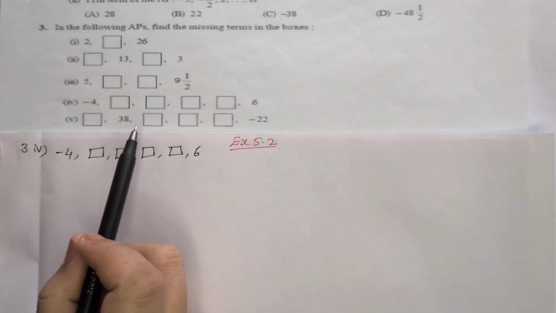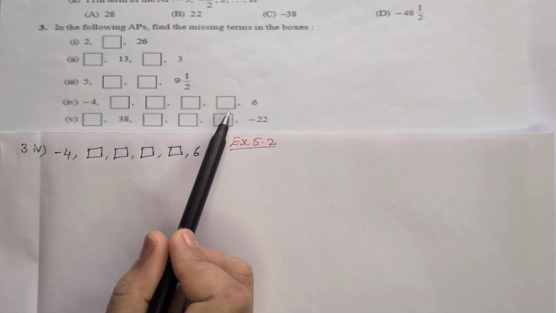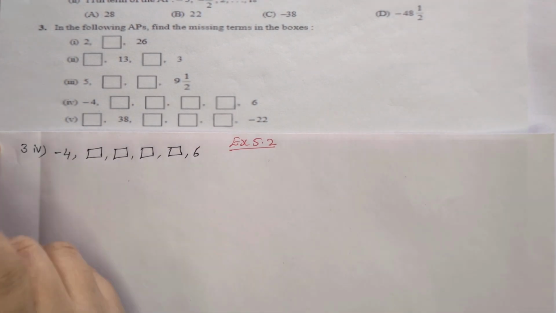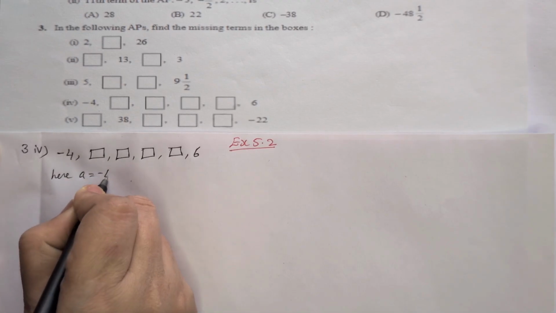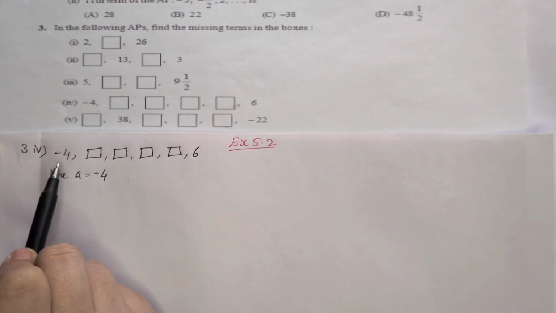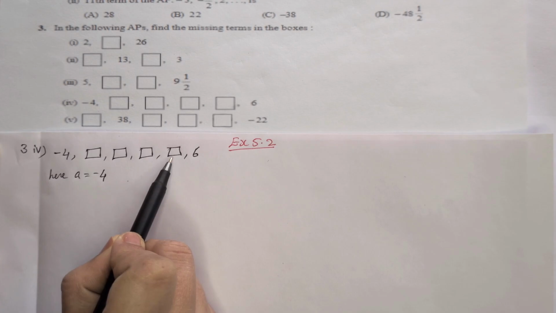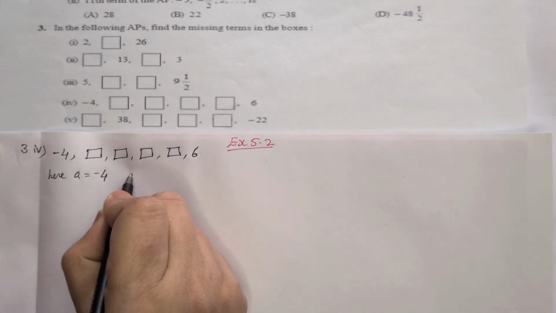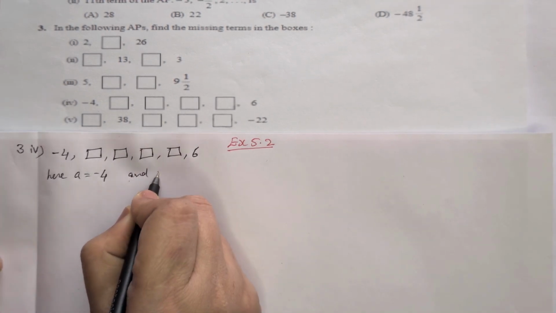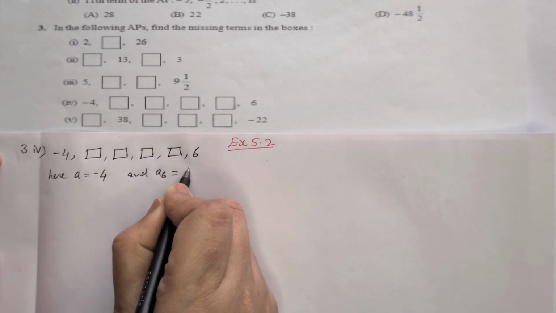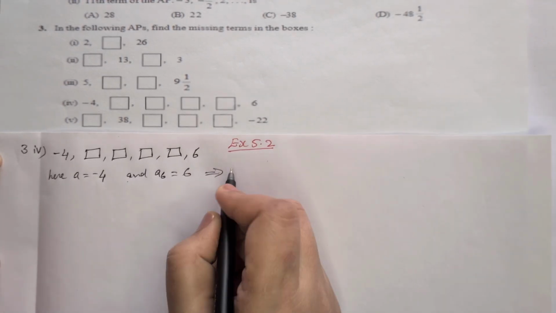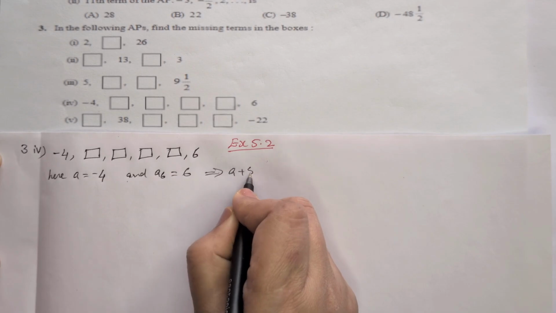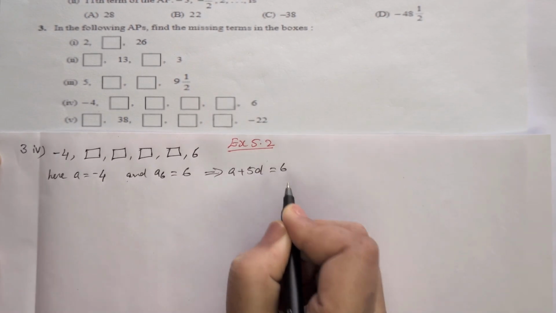Fourth one, minus 4, then the second, third, fourth and fifth terms are missing, then 6. So here a is equal to minus 4. This we can take as a1, a2, a3, a4, a5, a6. And a6 is equal to 6. a6 means a + 5d = 6.